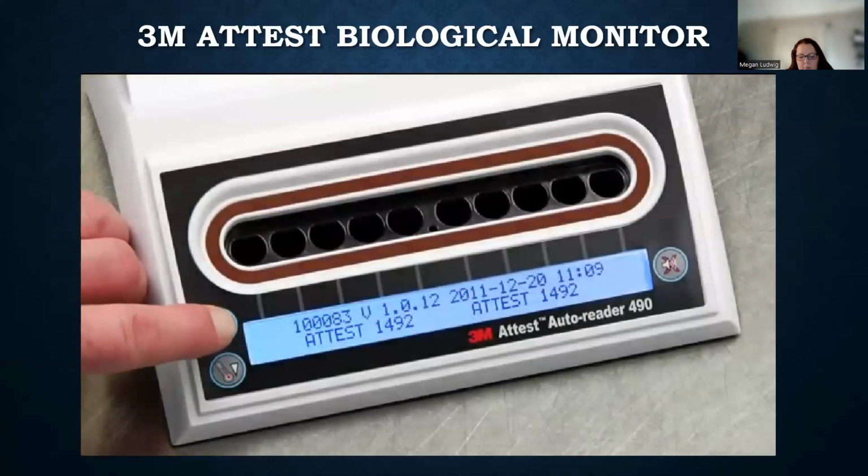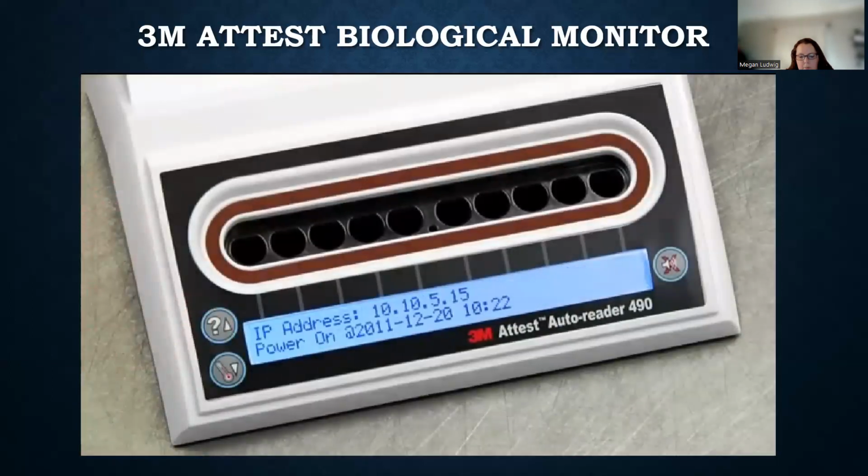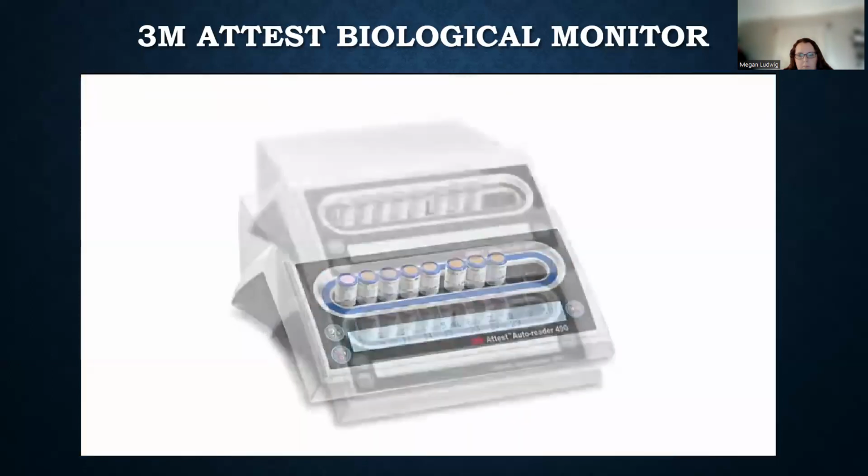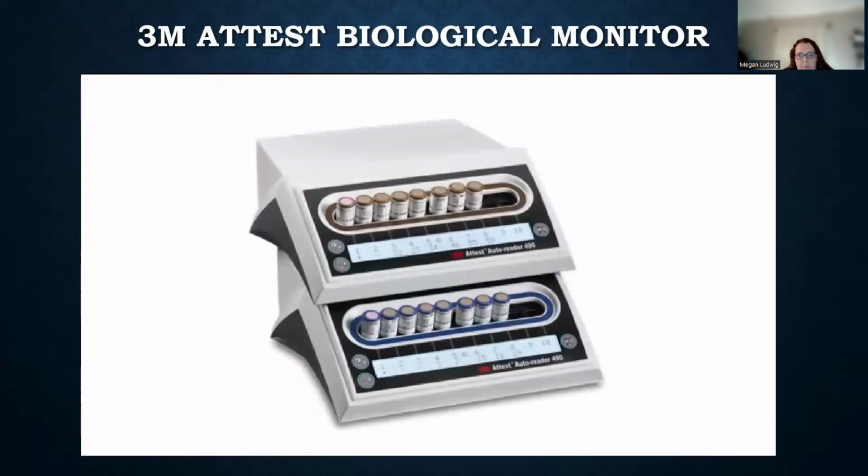Press the information button twice to display the IP address if the unit is connected to an Ethernet jack, and the date and time that the Auto Reader 490 was last powered up. To save counter space, auto readers can be stacked 2 units high.